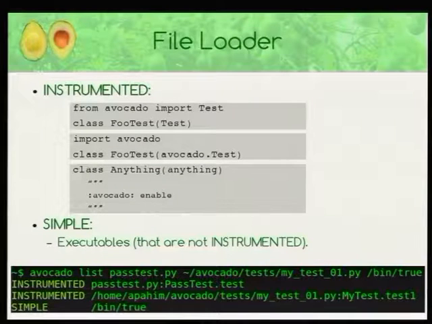Now, talking about how our file loader can identify whether a test is using the Avocado API. As we don't preload the code itself, we just make some static analysis of the code. And based on that analysis, we can determine if the code is using the Avocado API or not. So we have some rules.